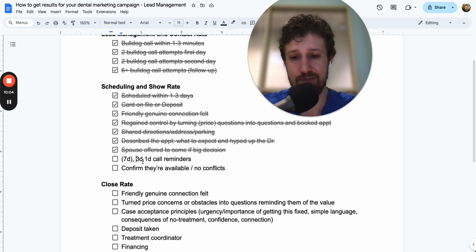So the farther out you can start the call reminders, but not too close to when you actually book them. Like you just booked them and then you call to remind them an hour later. That doesn't make sense, right? So a good cadence of call reminders before the appointment. Okay. And then confirm they're available at that time.